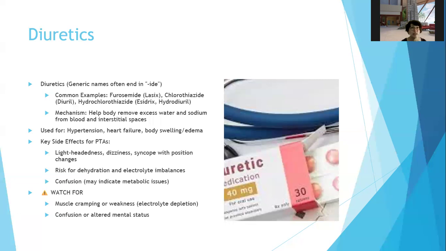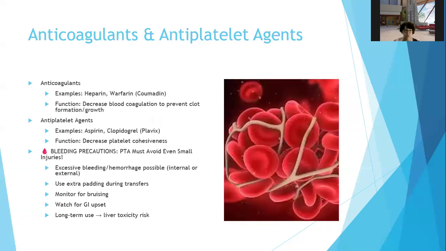Sometimes a side effect of a diuretic can be confusion, which may indicate a metabolic issue. So you want to watch for muscle cramping or weakness, and that indicates electrolyte depletion, and a confused or altered mental status. If you have low sodium or low potassium, you could have that altered mental status. So that's pretty serious. That's like emergency room, get admitted to ICU serious. So that's really something to be aware of with diuretics.